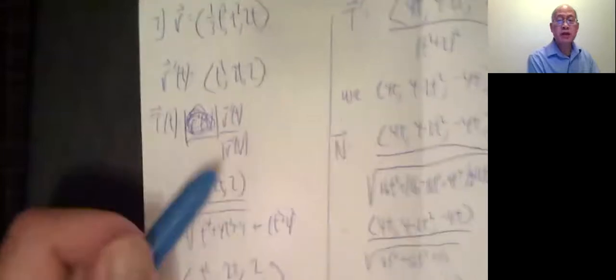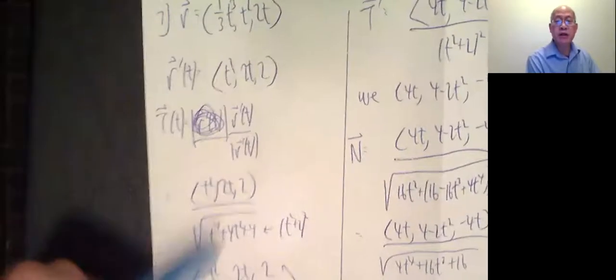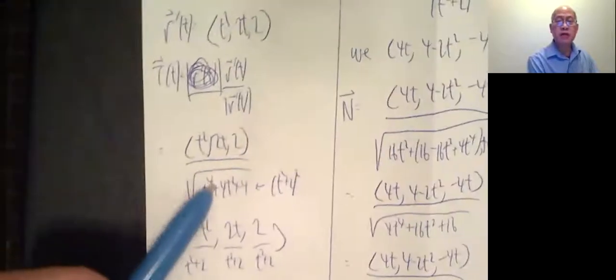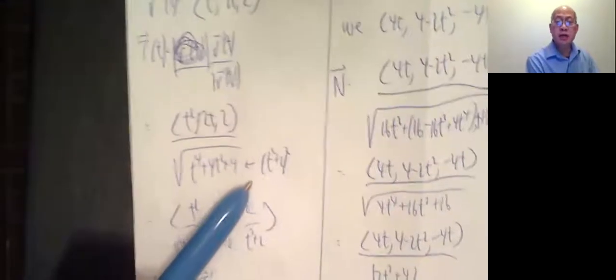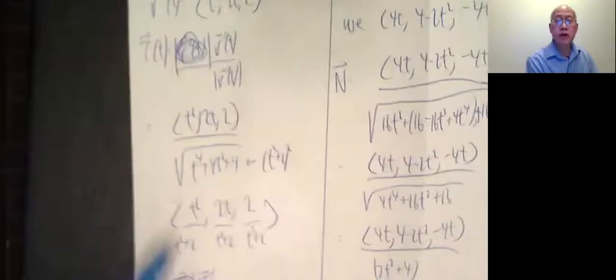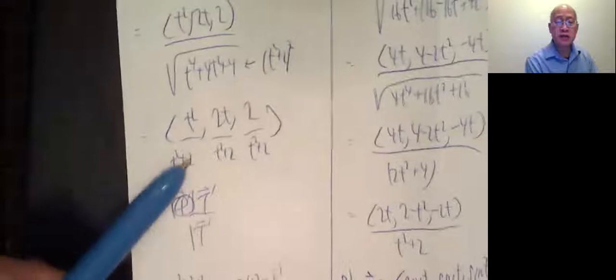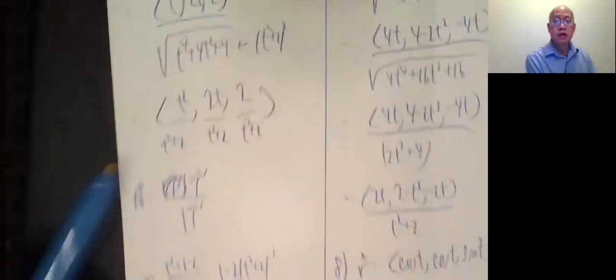T prime is r prime divided by its magnitude. So t squared, 2t, 2, divided by the square root of t to the 4th plus 4t squared plus 4. That happens to be t squared plus 2 squared, whose square root is t squared plus 2. Unfortunately, these aren't constant, so you have to actually take the derivatives.